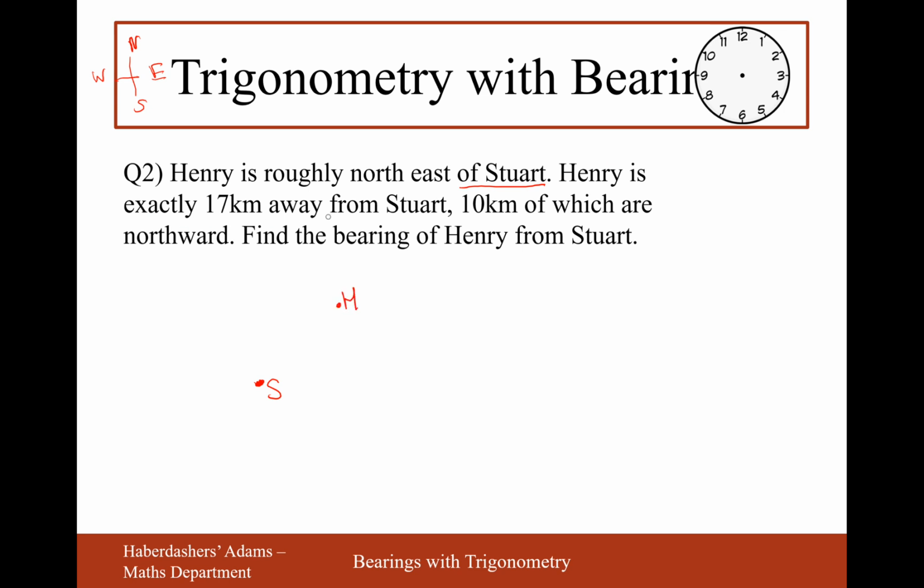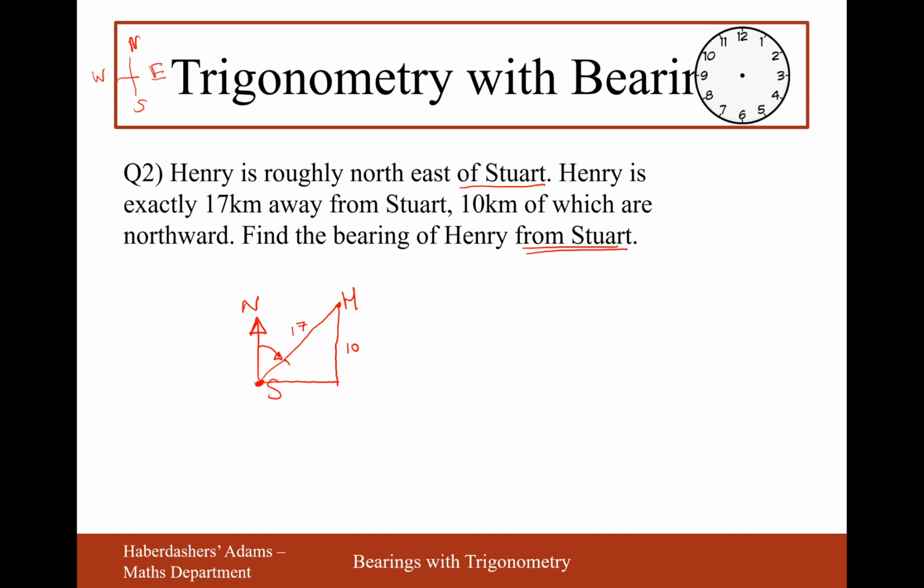Henry is exactly 17 kilometers away from Stuart, so 17 will go here, 10 kilometers of which are northward. Okay, so 10 of those kilometers are northward, and let's join those two lines together like that. Find the bearing of Henry from Stuart. Okay, so it's from Stuart. So that's the key bit in the last sentence. So we're going to start from Stuart. We're going to put our north line at Stuart, and then we'll work out the bearing to move round to get to Henry. Okay, so how are we going to do this with our current diagram?